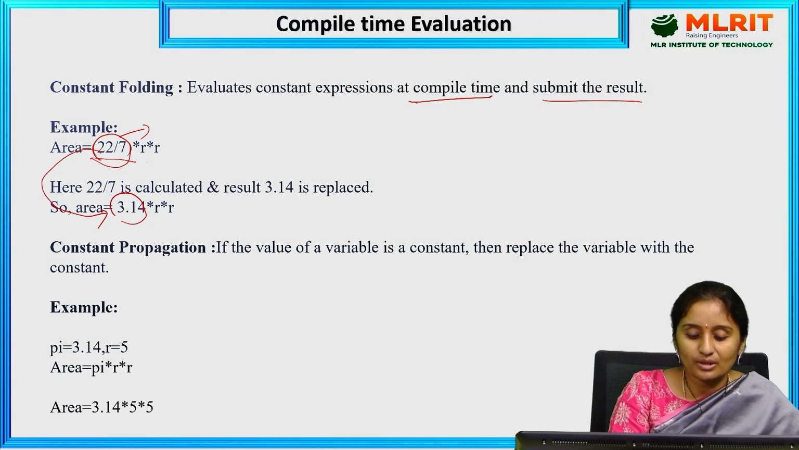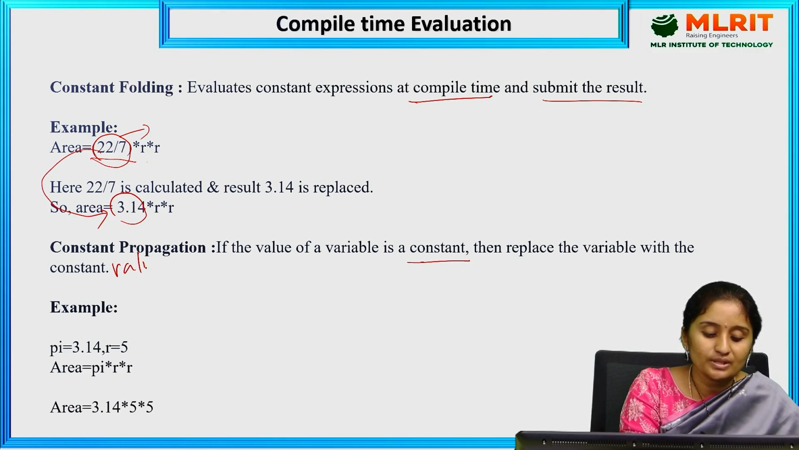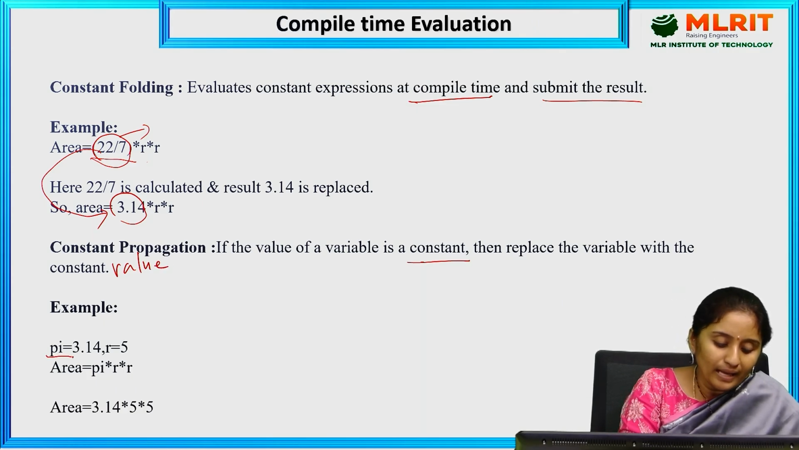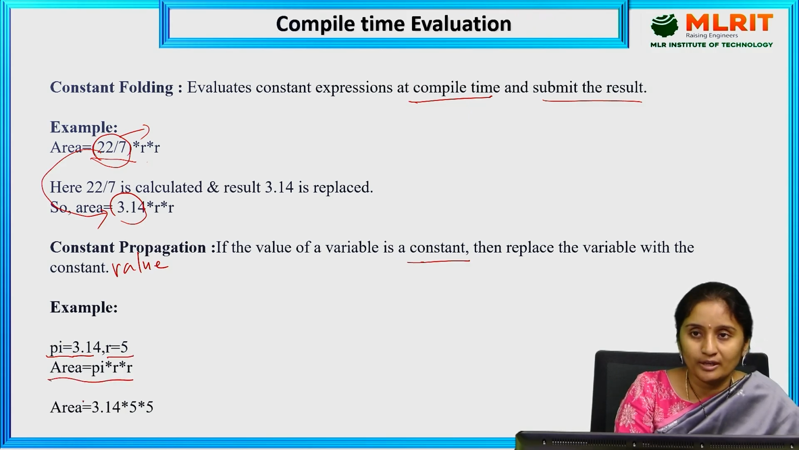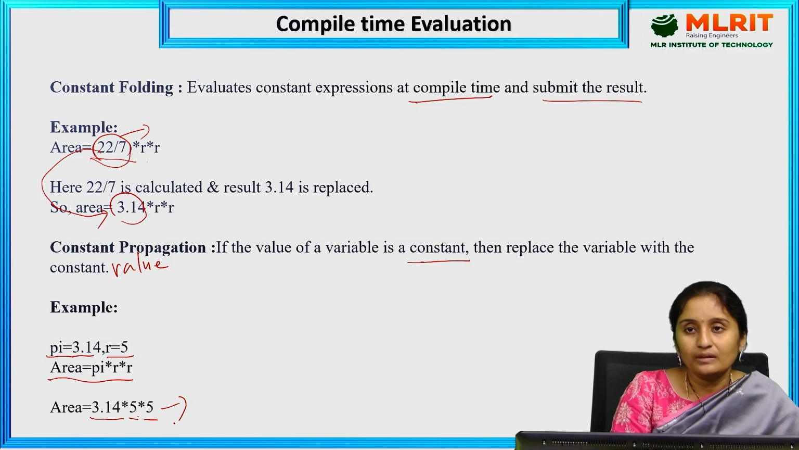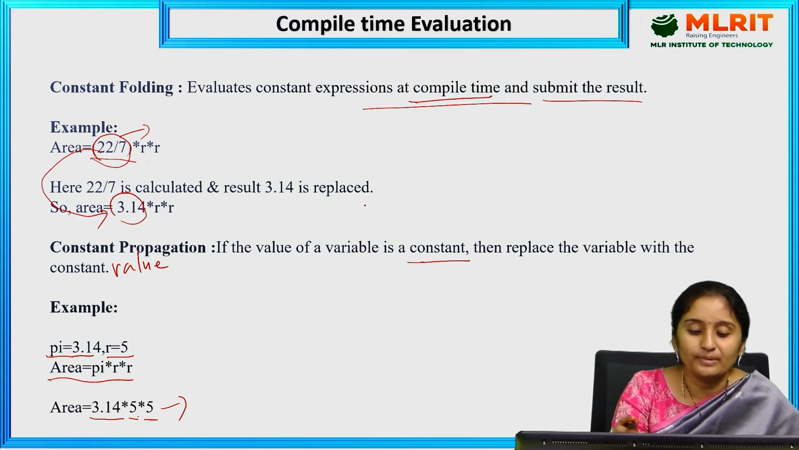So the next one is constant propagation. If the value of the variable is constant, then we are going to replace it with the constant values. See here, pi value is given and r value is given. But the formula I am going to give is area equal to pi into r into r. Instead of writing the variables, we are going to propagate the constant values. So instead of writing pi, I am going to write 3.14 and r value as 5. And it is going to evaluate it, computing and giving us the result. So that is compile time evaluation. Here computations are done at compile time and we are going to submit the result.